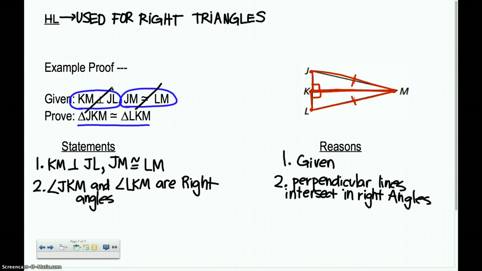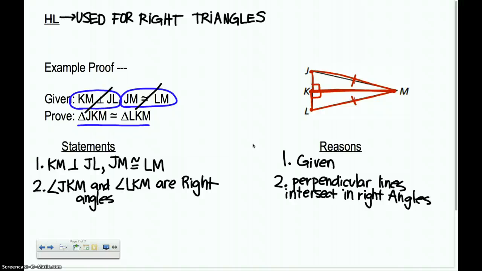Now we have to talk about the leg. How do we prove the leg's congruent? If we had that it was perpendicular and the bisector, we could talk about JK and LK being congruent. We were not given that. We have used everything we have been given. Once you've used up the given and you still don't have enough, it's time to look to the picture. What does this picture tell us?